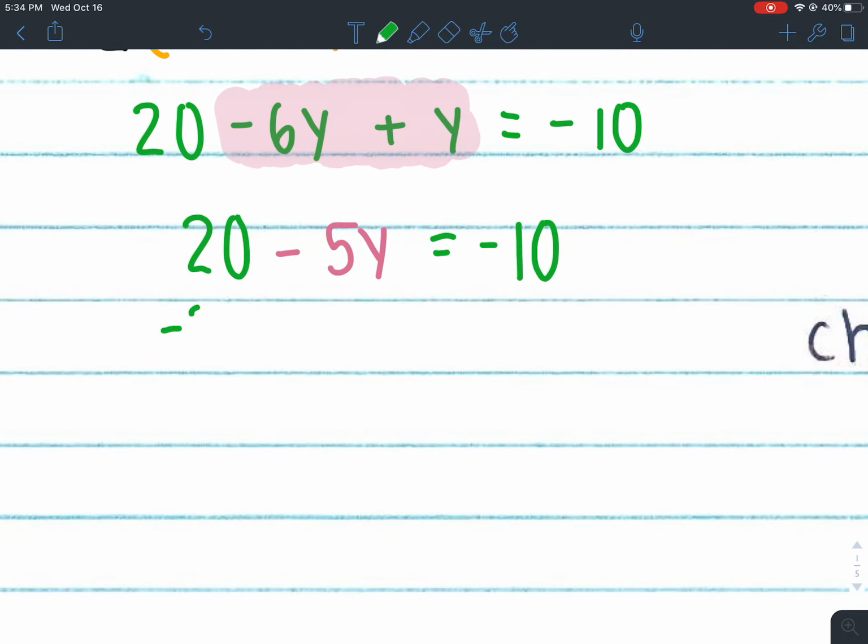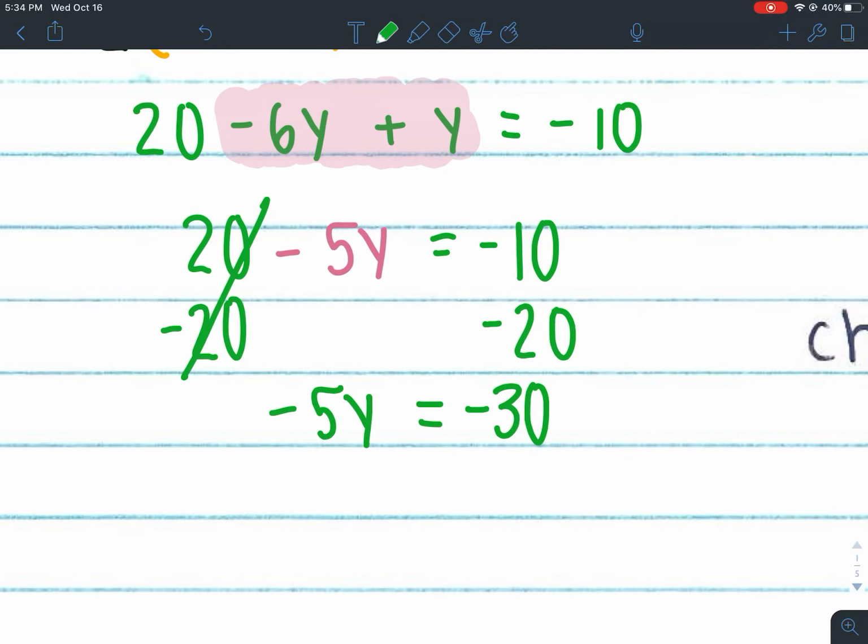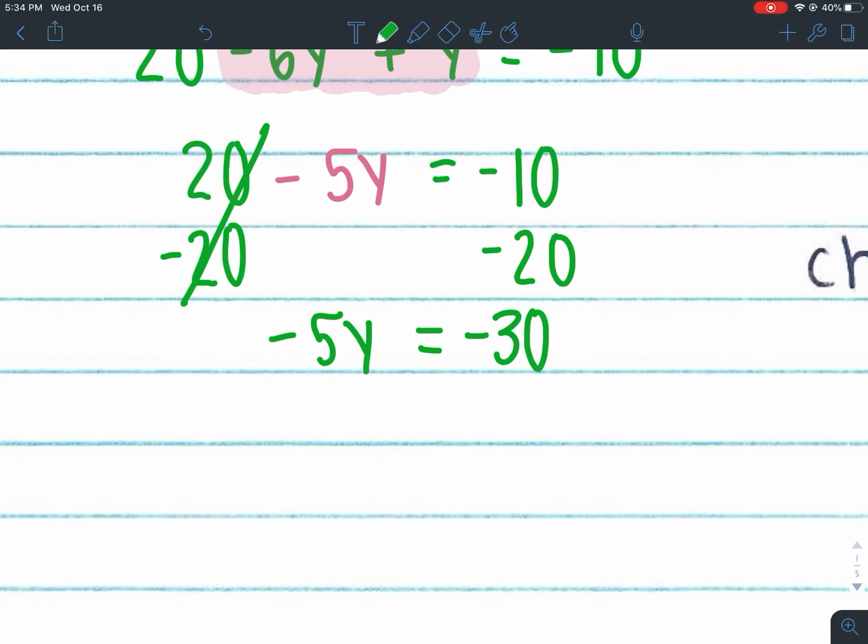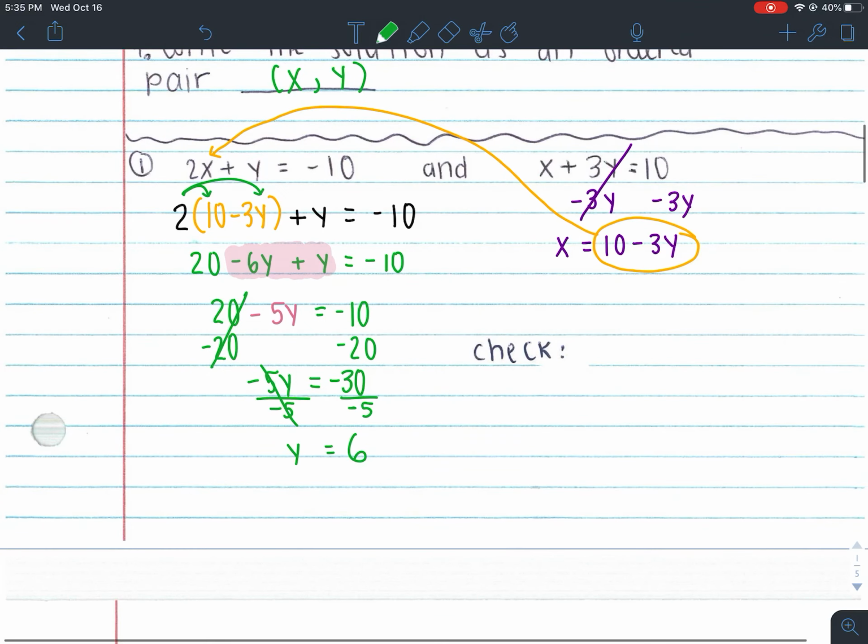I still want to get y by itself, so the next step is to subtract 20 on both sides. And I get negative 30, because negative 10 minus 20 is negative 30. And I still need to get y by itself, so I'm going to divide both sides by negative 5. Negative 5 divided by negative 5 is 1. And then negative 30 divided by negative 5 is positive 6.